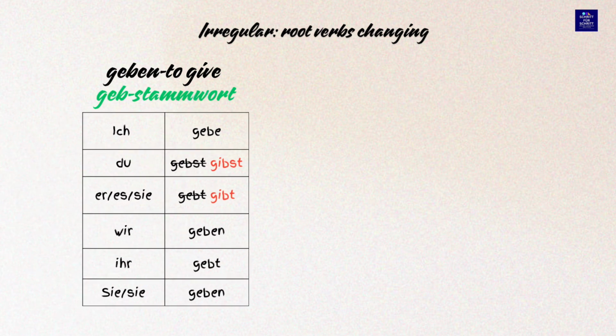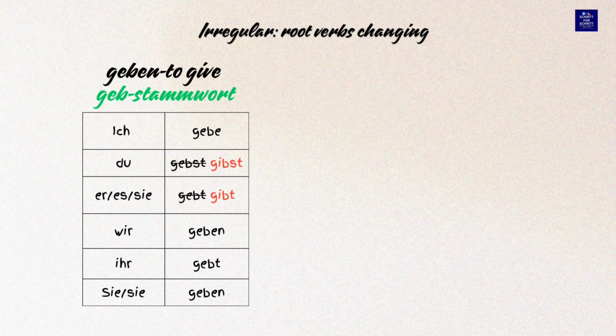So, here the Stammwort or the root word is geb. So, the E in geb will change to I. Like, ich gebe. So, this will be normal. But du gibst. So, here E changes to I. And er gibt. Here also the E changes to I. The rest of the conjugation will be same or as per regular rule. Like wir geben, ihr gebt und sie geben.